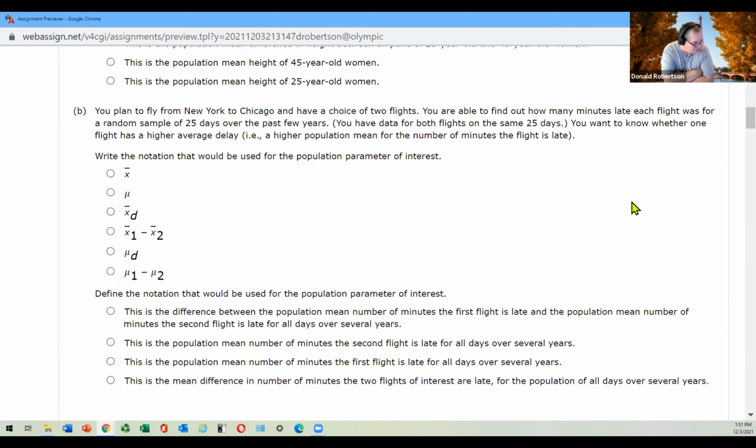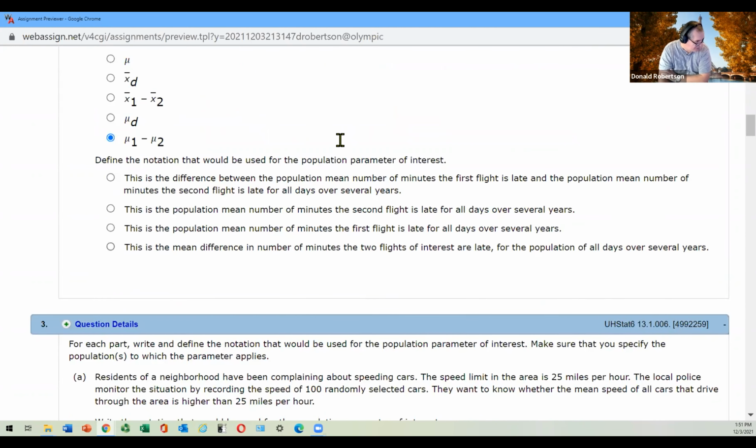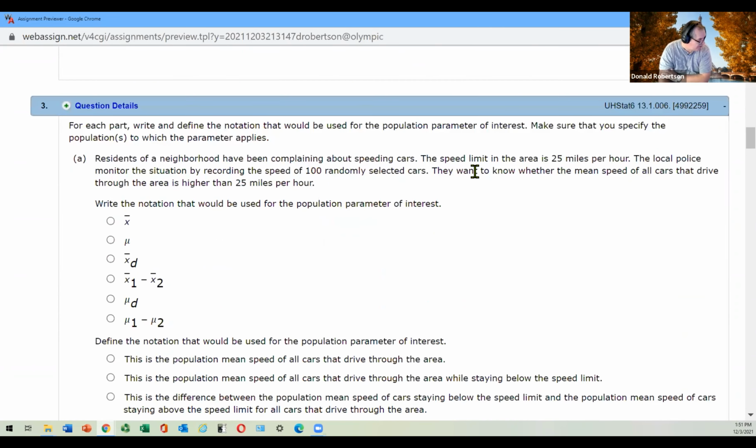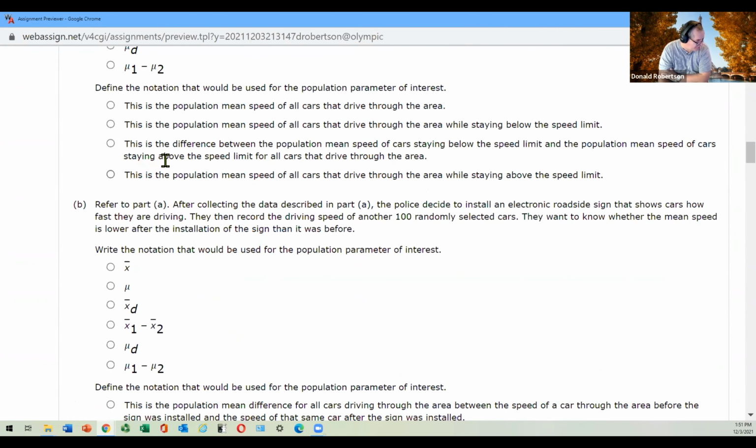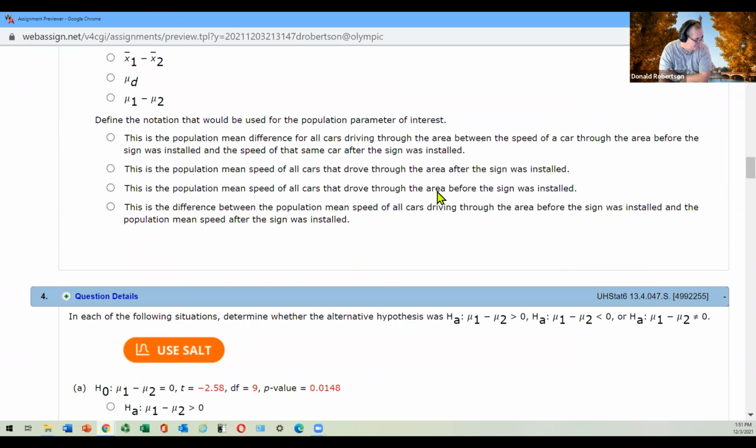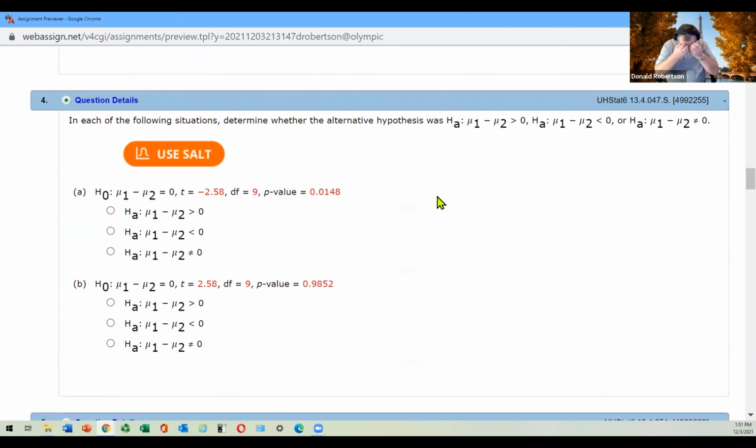And you collect data on 25 days worth of both flights, right? The American one and the Delta one. Isn't it that one that represents the difference between the two? And then the sentence that basically says that. This one is pretty much the same kind of story, right? Here's one that involves using salt.